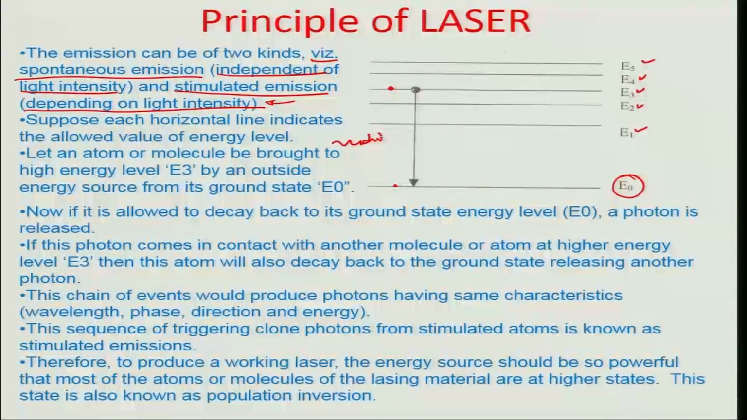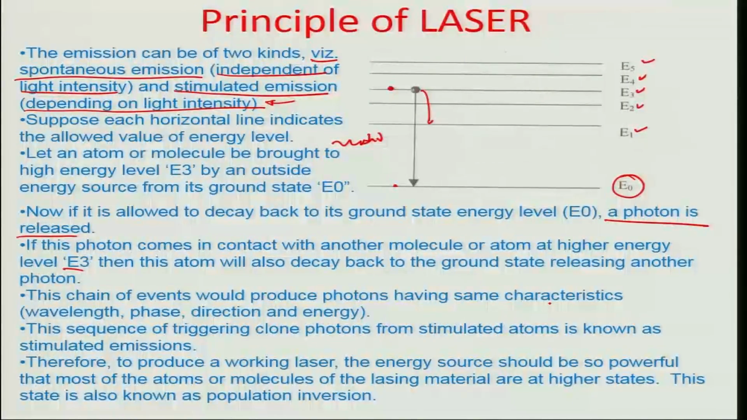So supposing now it is allowed to decay back and this electron transits back again to E0, the ground level, a photon should be released, right? So that is what spontaneous emission is about. So if this photon comes in contact with another molecule or atom at a higher energy level E3, let us say, then the atom will also decay back to the ground state, releasing another photon. So this is a chain transmission kind of thing, right.